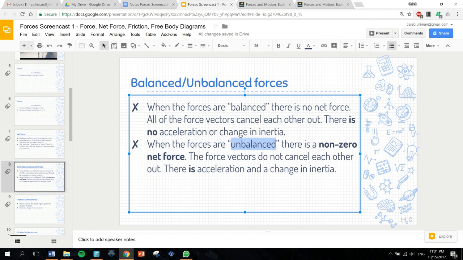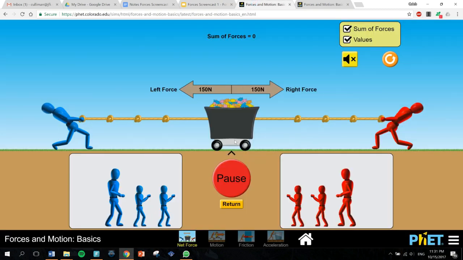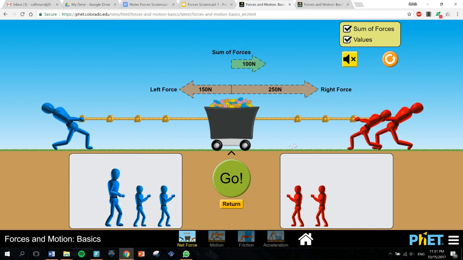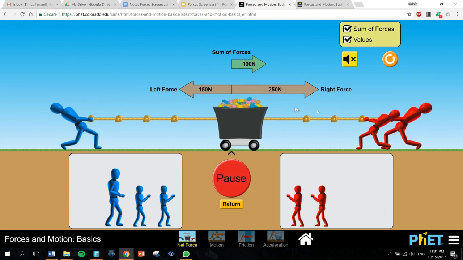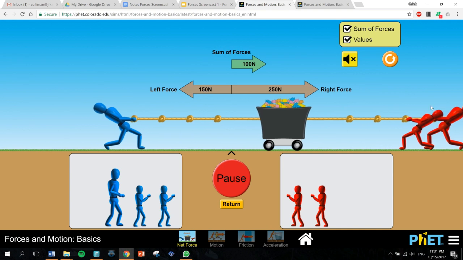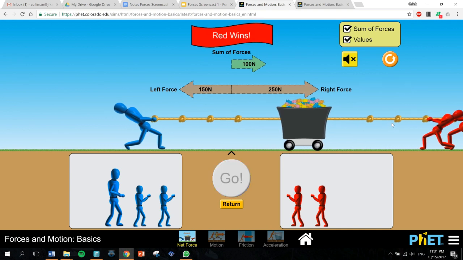The force vectors do not cancel each other out, and there is acceleration and a change in inertia. So if I pause this and put another person here for Team Red, you can see that now there is a net force, a total sum of forces in this direction, and when I press go, in the tug of war, red team wins. Okay, so you can have multiple forces, and if they cancel each other out, then there is no net force.